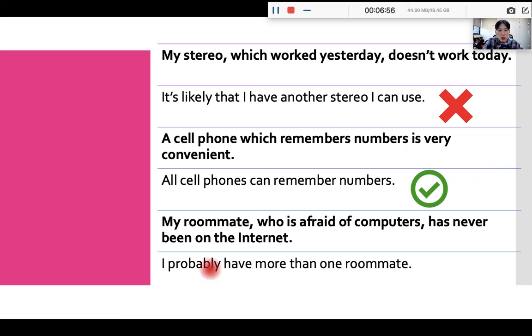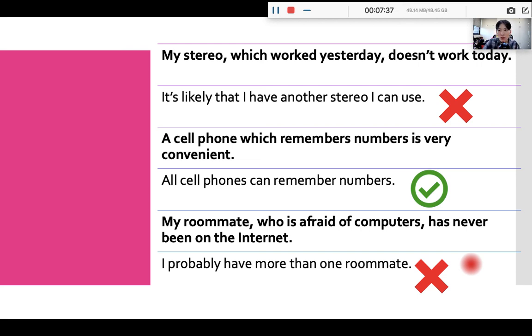Okay. What about the third one? My roommate, who is afraid of computers, has never been on the internet. So for this one, you see 2 commas in between the sentence. This is a non-defining relative clause. So without it, we can still know which roommate you are talking about. So I have probably more than one roommate. This is wrong. Okay, this is wrong. So hopefully through these example sentences, you know the difference between defining and non-defining relative clauses better.